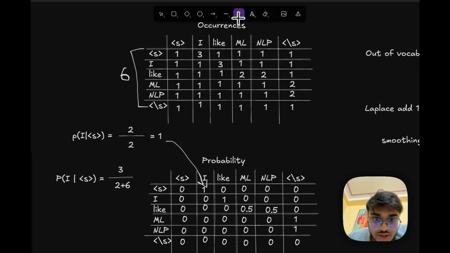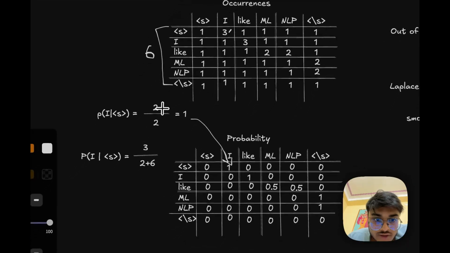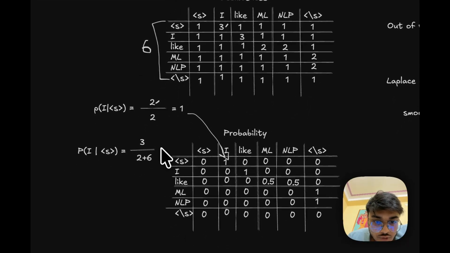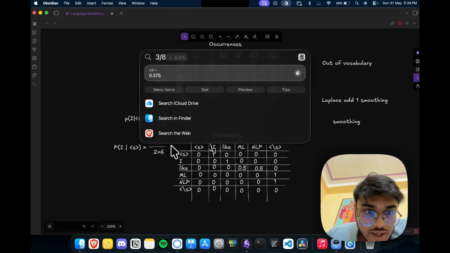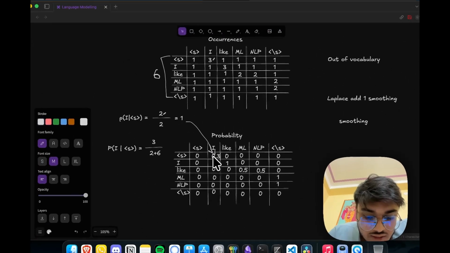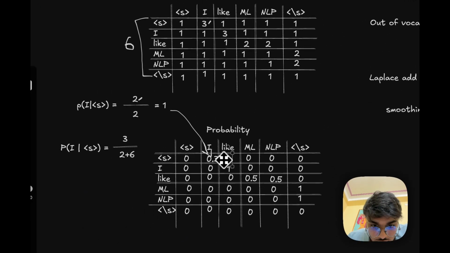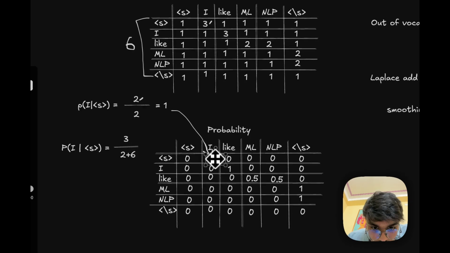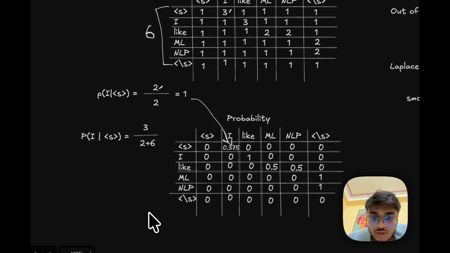The occurrences is now 3 from here. The occurrences was 2 before, so now it is 3. So the value will be 3 divided by 8, which is 0.375. Got it?